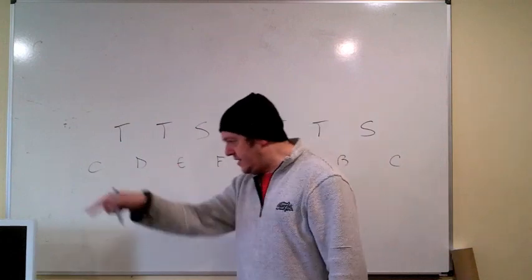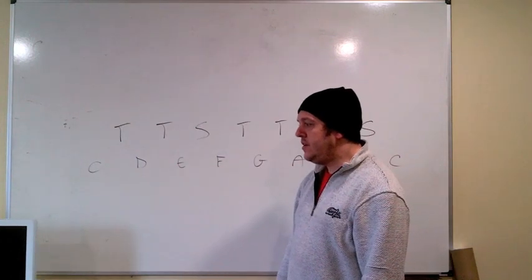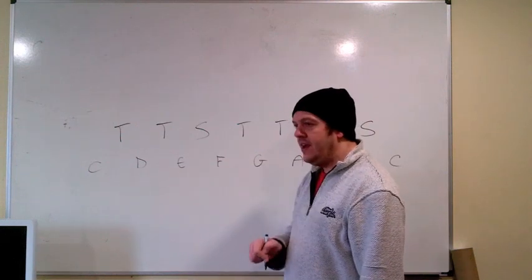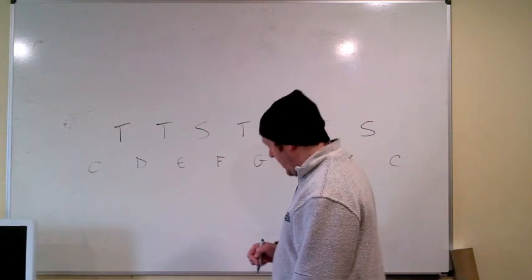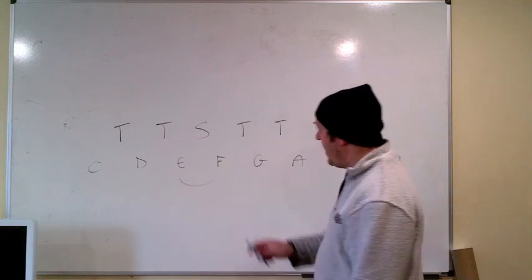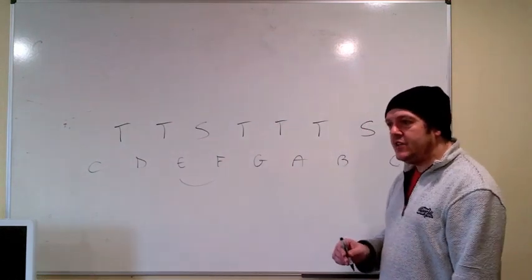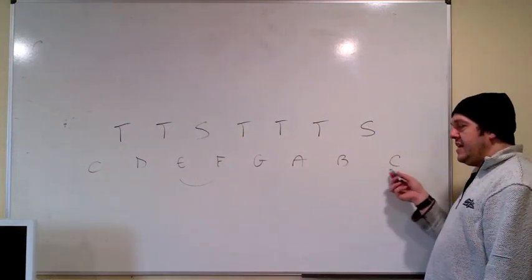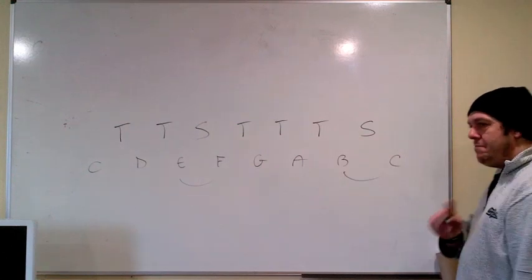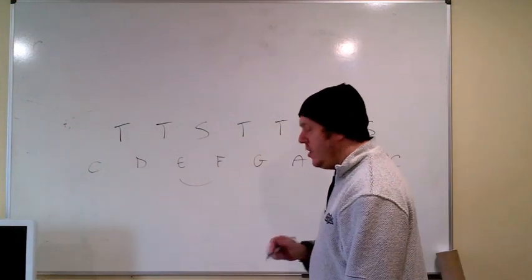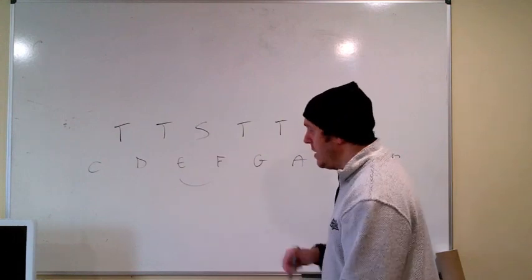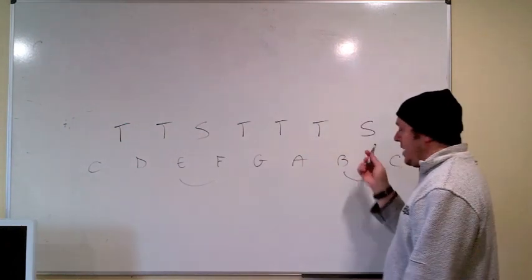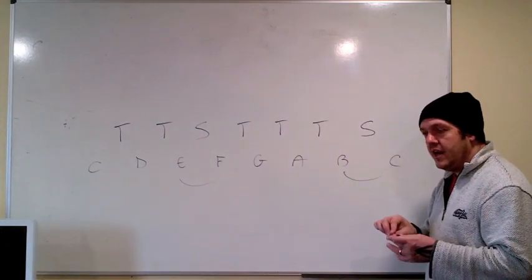D to E, is it a tone? Yes. E to F, is it a semitone? It is a semitone, E to F. F to G, is it a tone? Yes. G, A, tone. A, B, tone. B, C, semitone. I marked the semitone with a slur line. So, tone, tone, semitone, tone, tone, tone, semitone gives us the major scale of C.